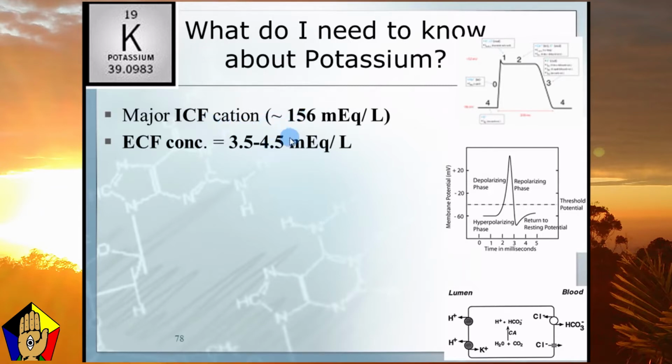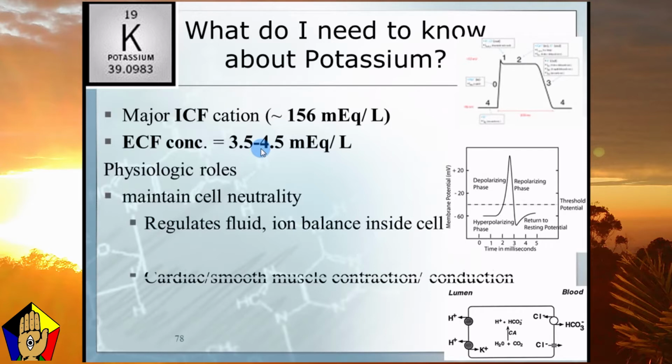I put both of these values in here. It's an intracellular fluid cation, positive charge. Inside the cell, it's about 156 milliequivalents. But when you take a plasma sample, you're actually looking at what's in the ECF. So on a plasma sample, you should see about 3.5 to 4.5 milliequivalents for potassium. Definitely remember the physiological roles, and I kind of covered that.